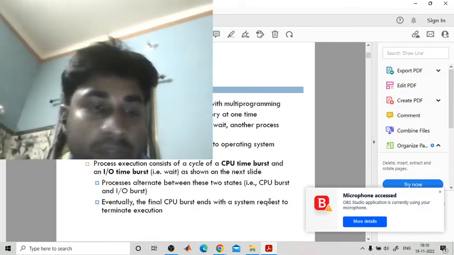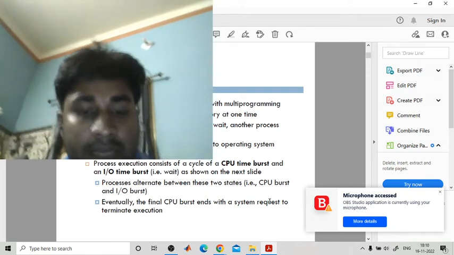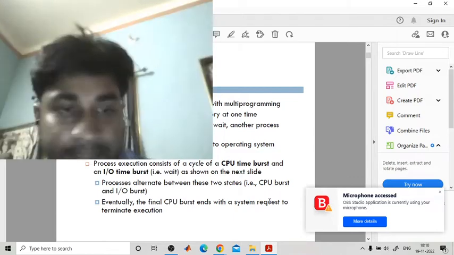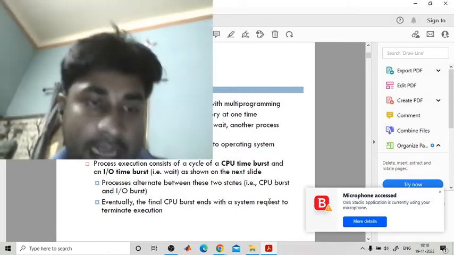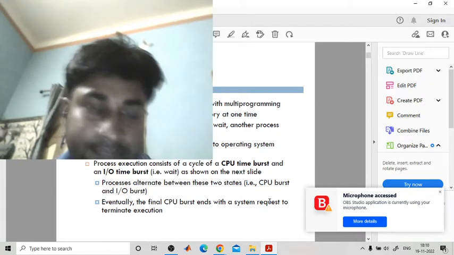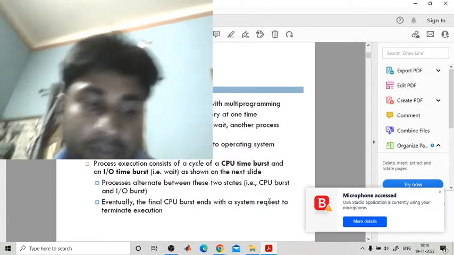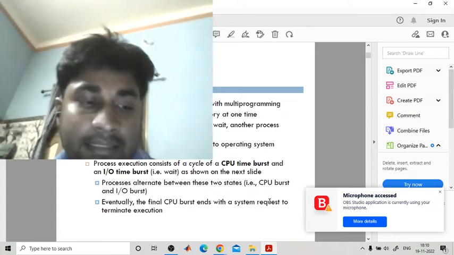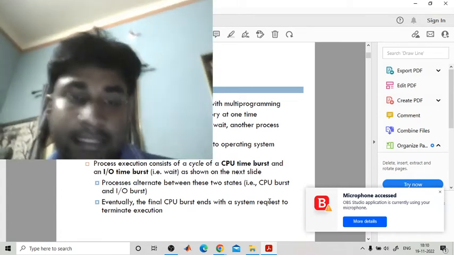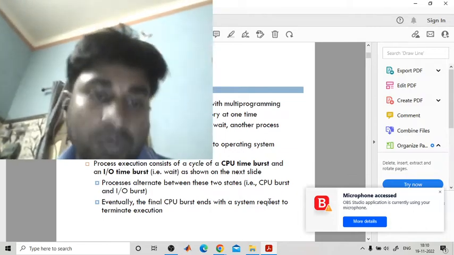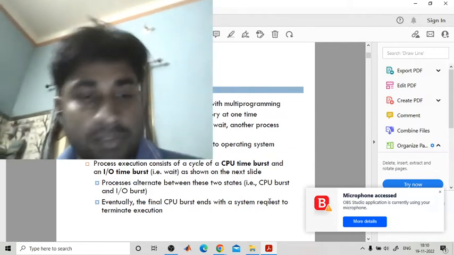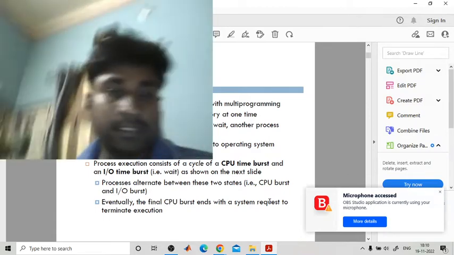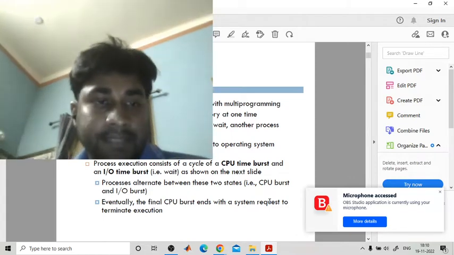That means the CPU may take any other process for execution. That is preemptive scheduling. And if it is non-preemptive, that means when the CPU gets a particular process, until the current process finishes, no other process will be allowed to execute on the CPU. That is the non-preemptive version of scheduling.